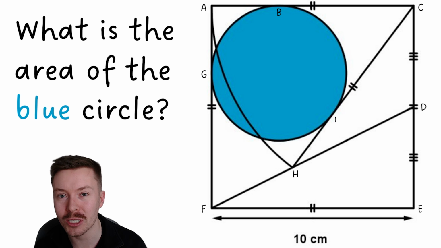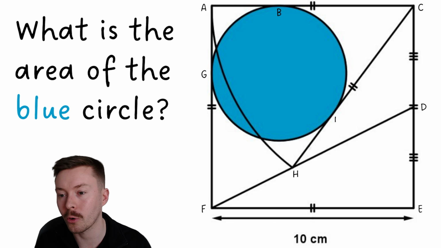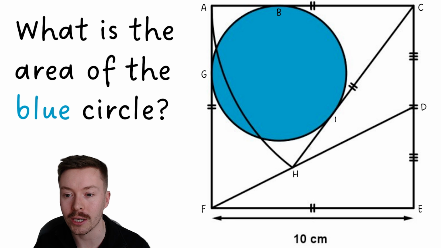This week's problem is an interesting one. It's trying to find the area of this circle, but there's a few key things about this circle. Now it's touching the sides of a square on two sides of the circle, the top and the left, and this square has a side length of 10.